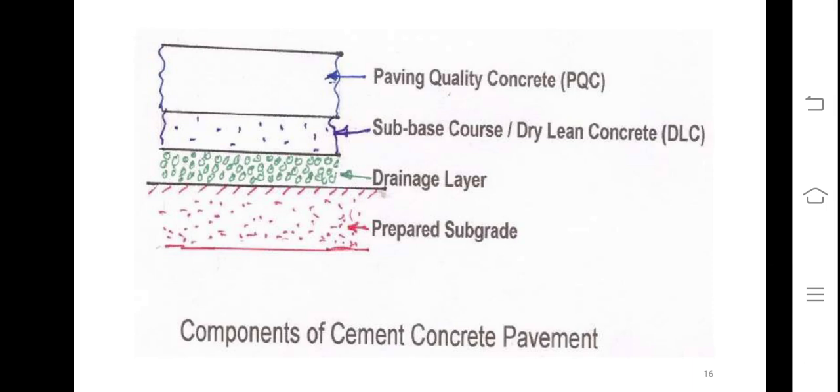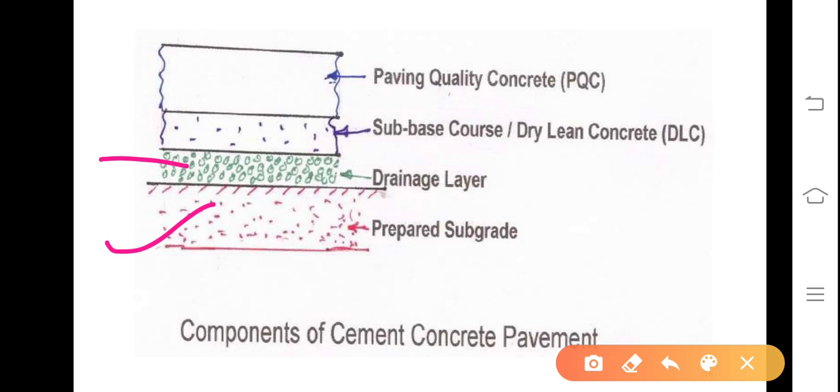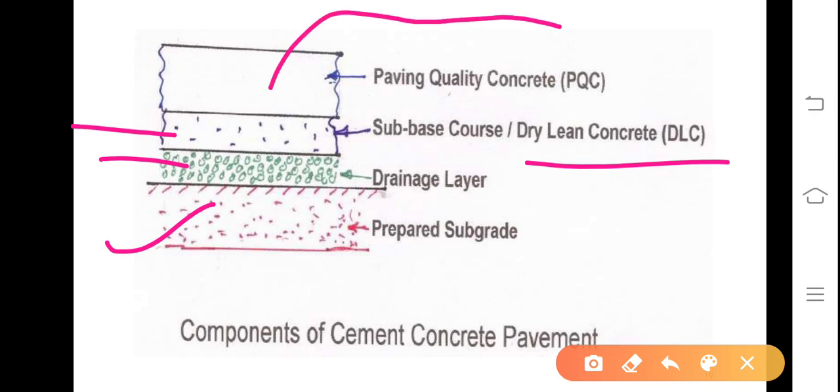So this is prepared subgrade, drainage layer, then sub-base course or base course with the dry lean concrete, and paving quality concrete, PQC, is used at the surface in case of cement concrete pavement.